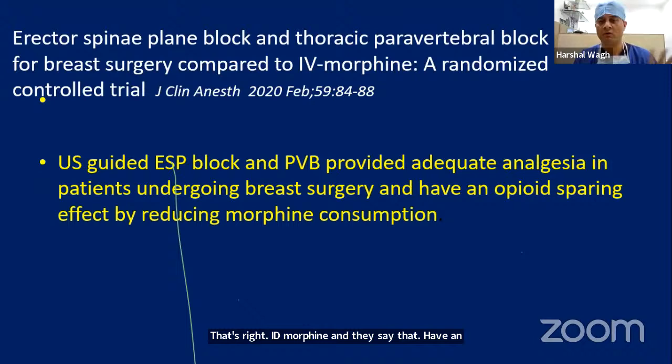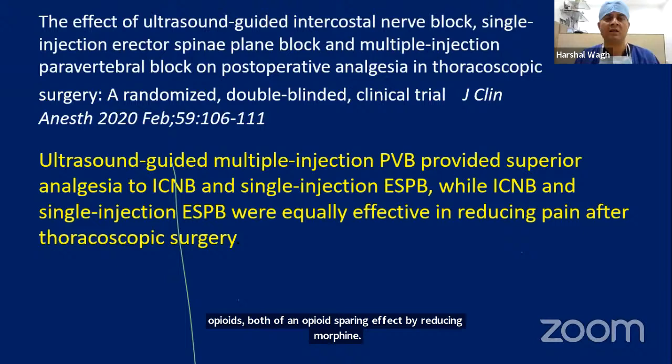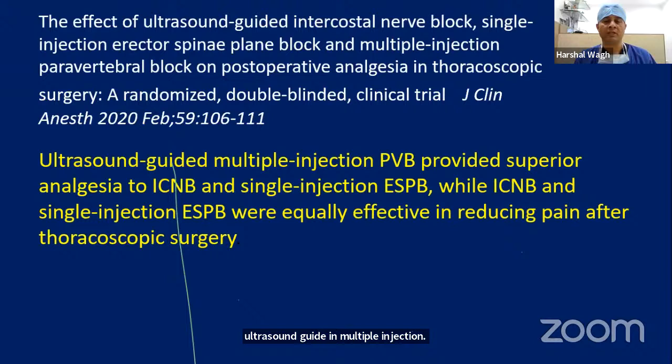This is again 2020. They say ultrasound guided multiple injection paravertebral block proves superior to intercostal plane block. I think that's fairly simple. And a single injection erector spinae plane block and an intercostal plane block with a single injection were equally effective in reducing pain after thoracoscopy. So these are a few studies.